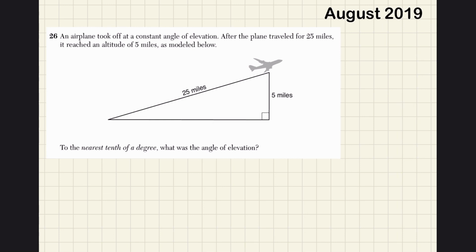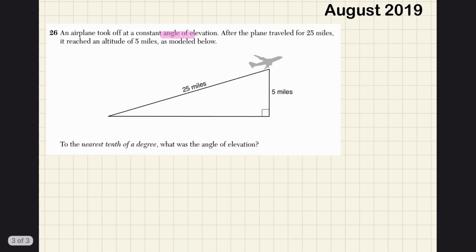So the very first thing we do is read the problem. An airplane took off at a constant angle of elevation. I'm going to highlight that, angle of elevation, after a plane traveled 25 miles and reached an altitude of 5 miles as modeled below. So in this situation, I always like to circle numbers to make sure they're being used. But in this situation, my numbers are clearly marked in the diagram. The only thing I need to do is mark the angle that I want.